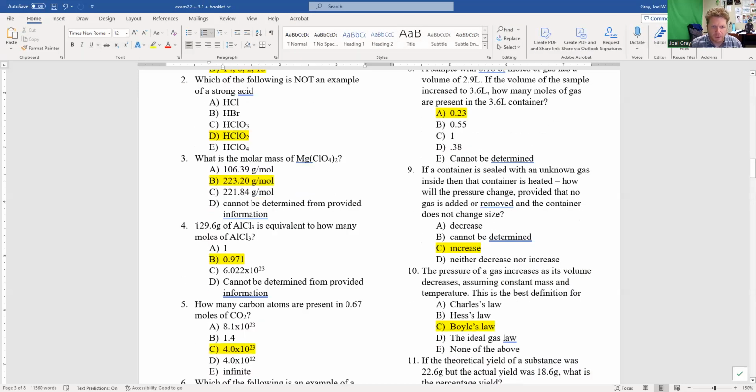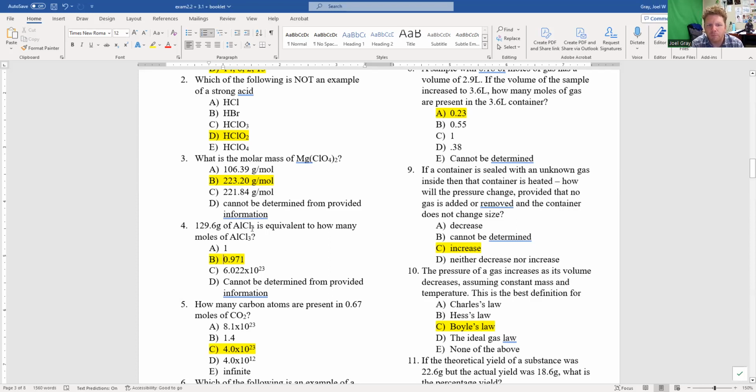Okay. Next up is 129.6 grams of AlCl3. Again, we're looking at the periodic table. Al has a mass of 26.982 plus Cl3 is 35.45 plus 35.45. So I've got to account for my 3 Cls, which are 35.45 each.